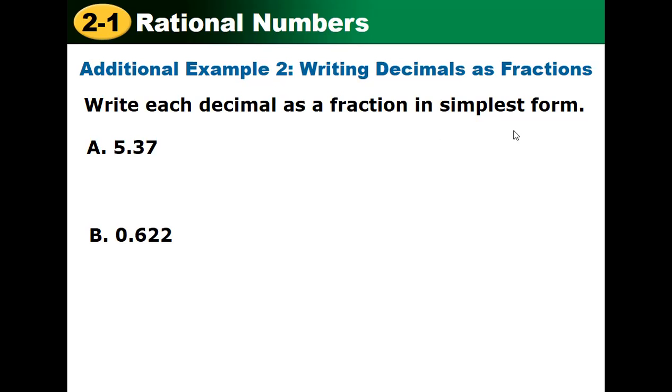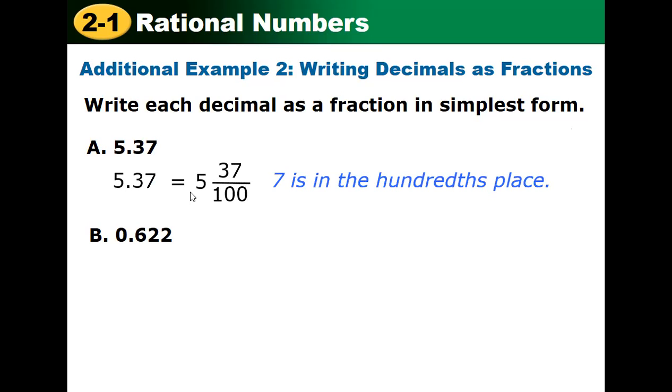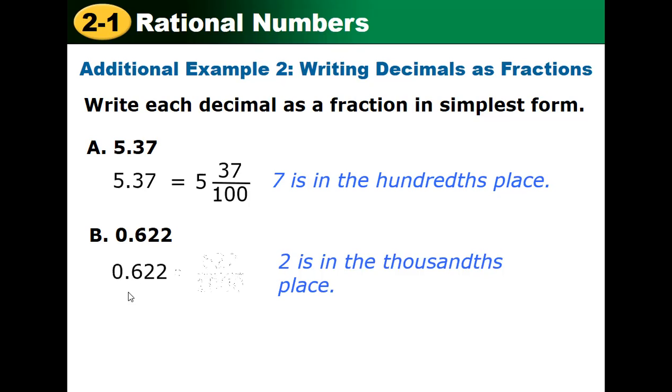Write each decimal as a fraction in simplest form. 5.37. The 7 is in the hundredths place, which means we have 2 digits after the decimal point. Then we can change it into fractional form. It will be 5, the integer, we have to keep it the same, and then we put 37 over 100. Second, the 2 is in the thousandths place, which means 3 digits. Then it will be 622 over 1000.